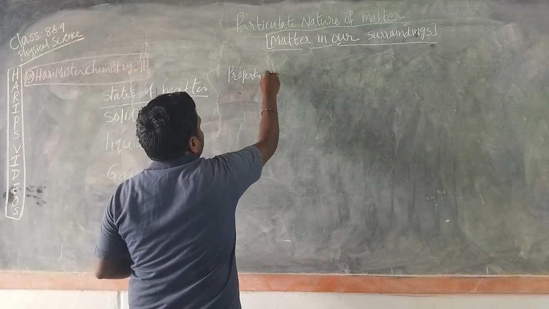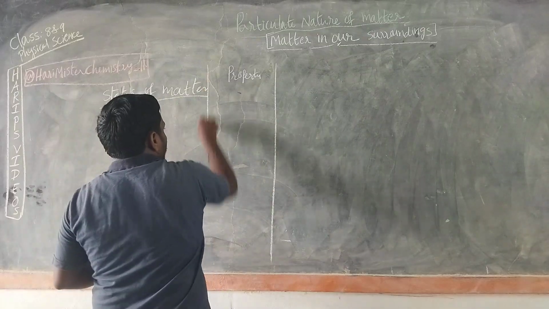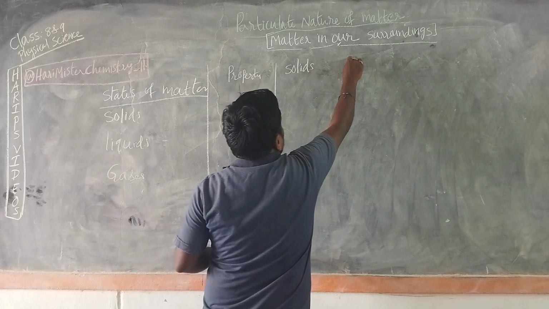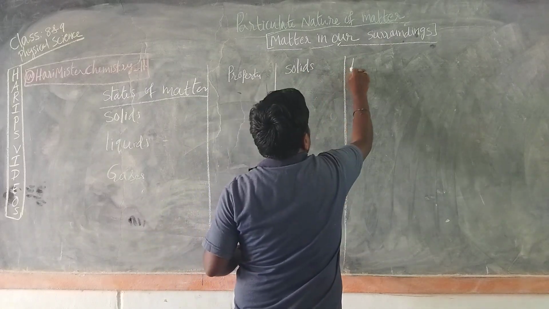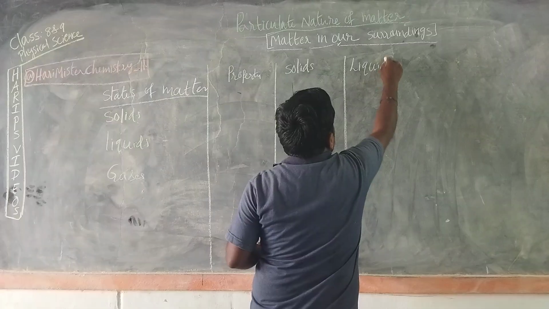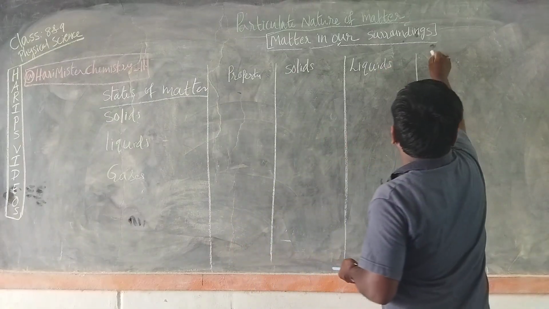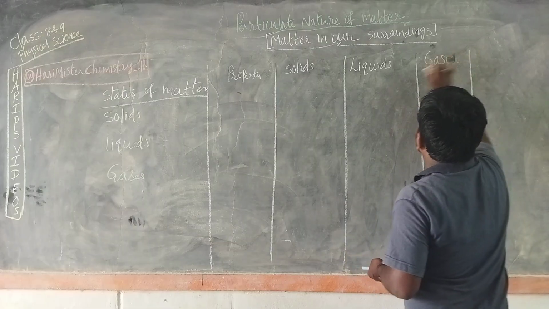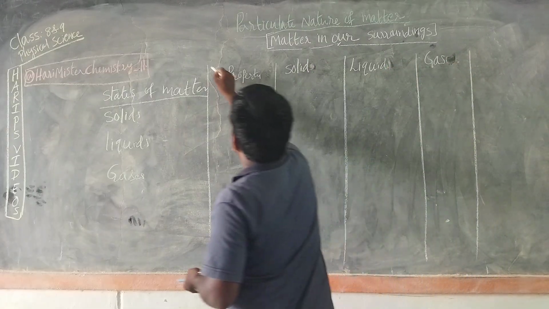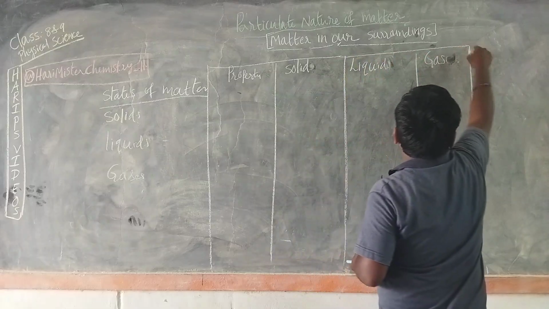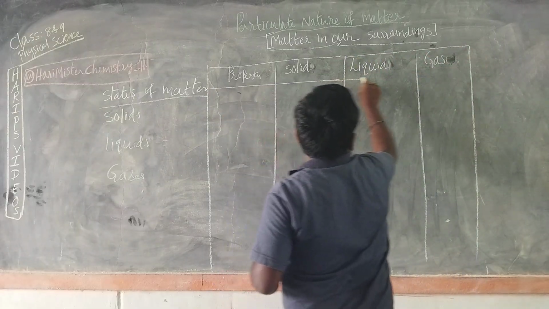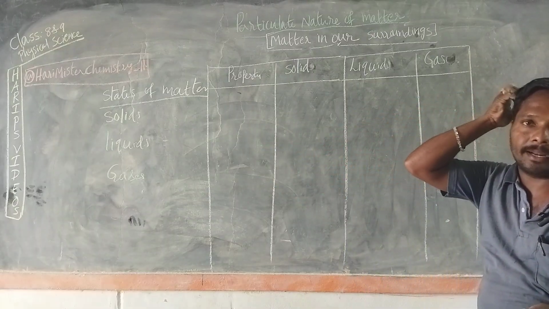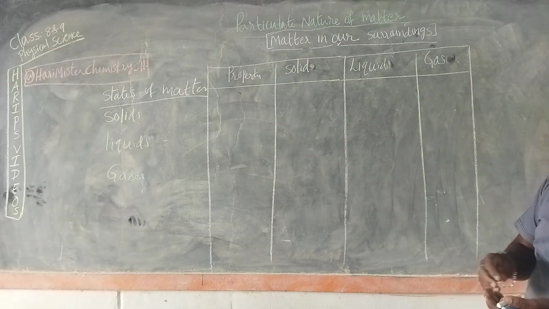Property, solids, liquids and gases. Solid, liquid and gas. Properties in a tabular form. It is easy to understand these properties of each state of matter, solid, liquid and gases.